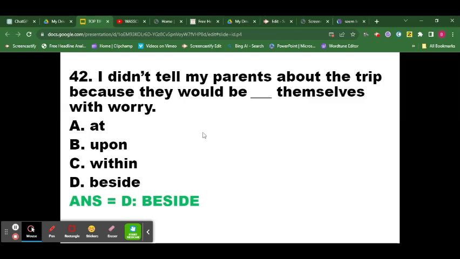That's the answer, beside. And then let's look at the reason why it is beside. It's a kind of idiom. This has to do with idiom. To be beside yourself is to be overwhelmed. They would be beside themselves with worry means they would be overwhelmed with worry. That's exactly why D is the correct option.